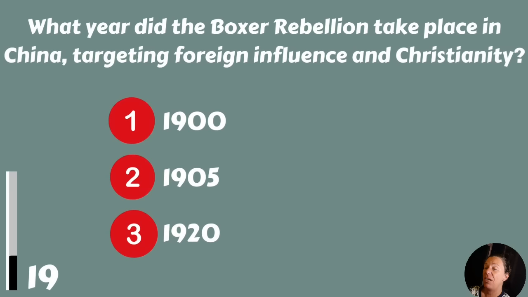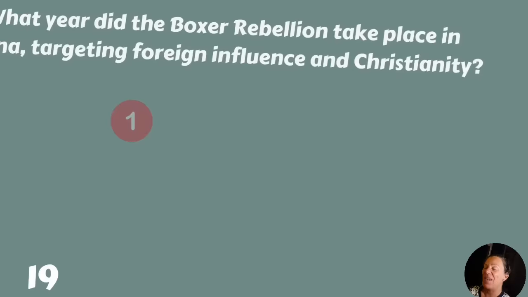1900, 1905, or 1920? 1900. When was the signing of the Treaty of Portsmouth, ending the Russo-Japanese War?